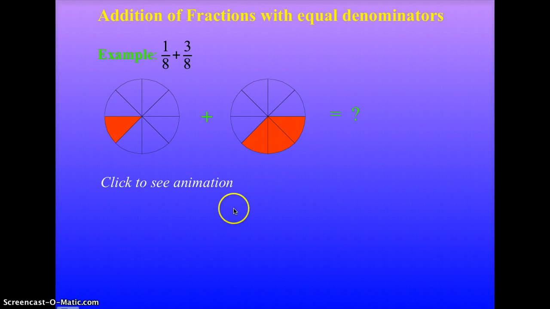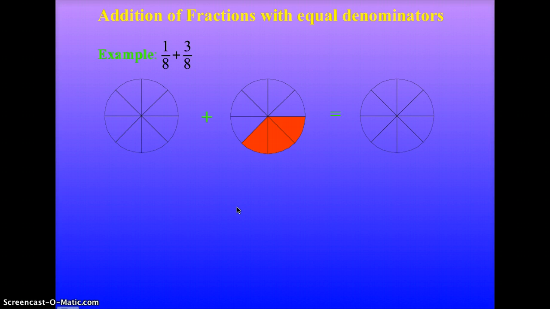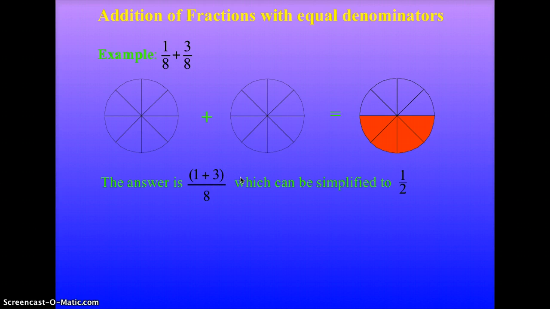But I've got 1 piece and 3 pieces. So you combine those, you get 4/8, which is 1 plus 3. Notice you don't touch the denominator because that's how many that makes a whole. So it's simplified to 1/2. So don't forget, all fractions must be in simplest form.